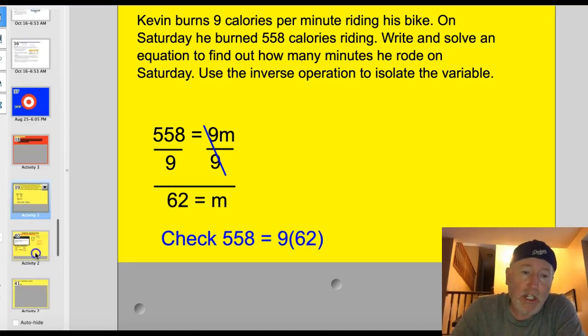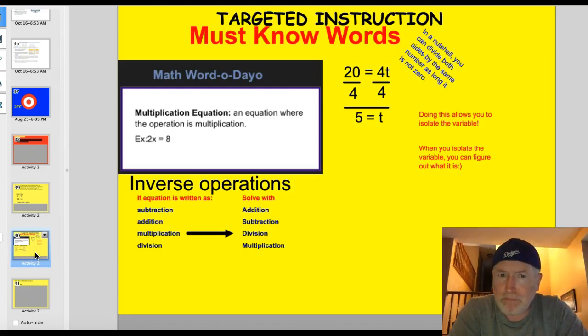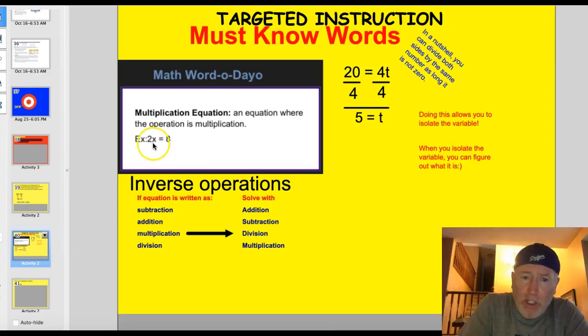Let's take a look at just a review of some must-know words. Again, a multiplication equation is just going to be an equation where multiplication is the operation. Here we go. We've got 2x. That's 2 times x. Here's another one. 4t equals 20. Okay, I know it's written backwards, but we can do that.